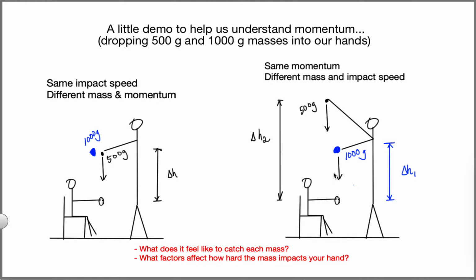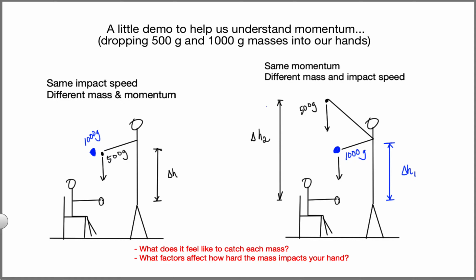Now, in the second demo, what we do is we drop the heavier mass from a certain height, maybe the same height as before, but then we drop the lighter one from a higher height. And the goal here is to make sure that this extra height gives us extra speed. And how much extra speed? Well, enough so that we have exactly the same amount of momentum.